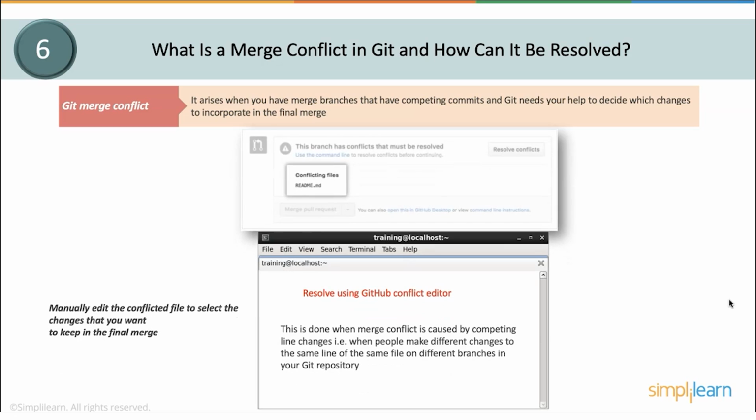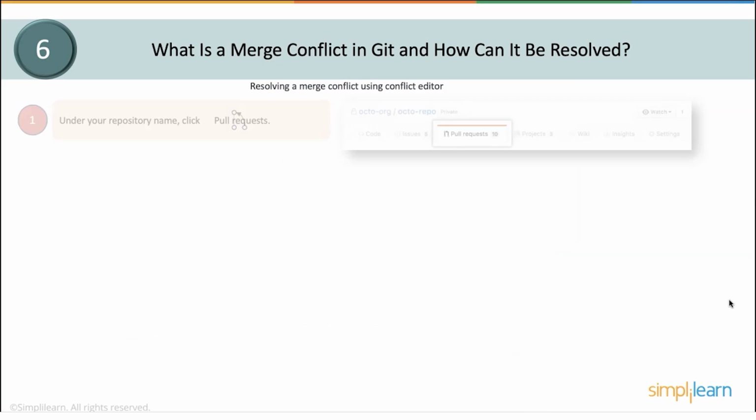Clear now? So what do you do? You go back and manually edit the file and decide which particular portion you would like to keep and which other portion you would like to discard. So that's how you handle a git merge conflict.